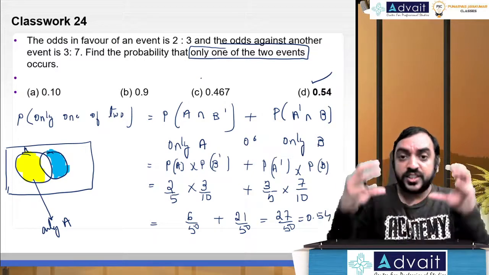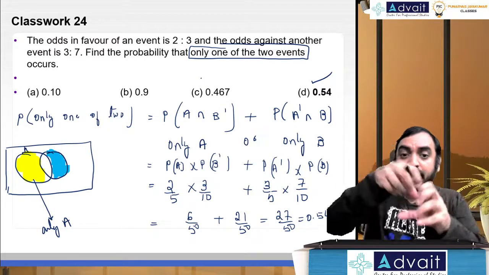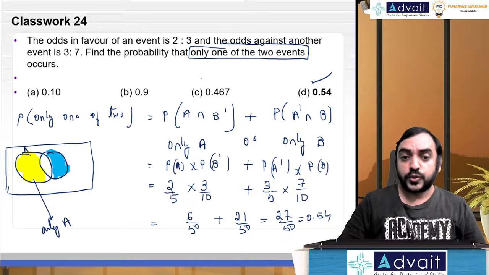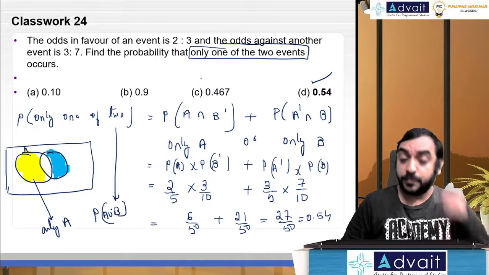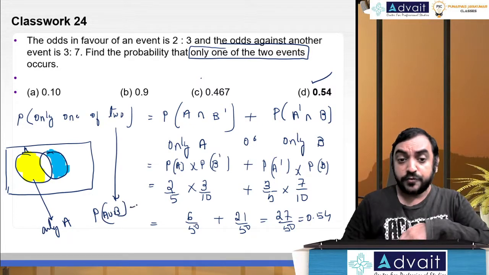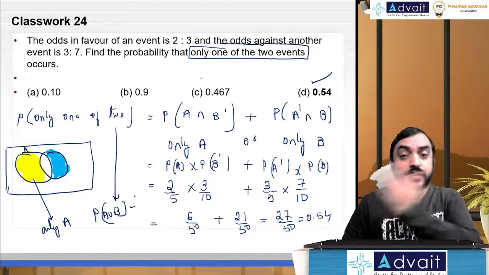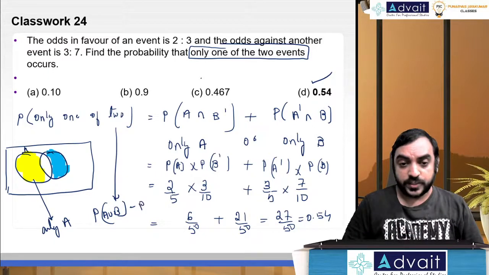So basically from the union set, I take out the intersection. So this I can also write as only one of them. I can also write it as probability of A union B, either of them. From that, both of them, I take it out. Intersection I take it out. That is probability of A intersection B.